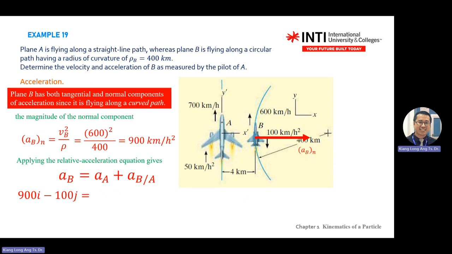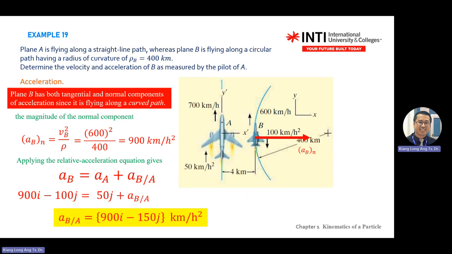What about A? A is 50j, not i, 50j. Then this one you don't know, you let it be an alphabet there. Okay, you move 50j to the left hand side, it becomes negative. So you have 900i minus 150j. This one is in vector form. You can find magnitude and direction. Don't stop here.